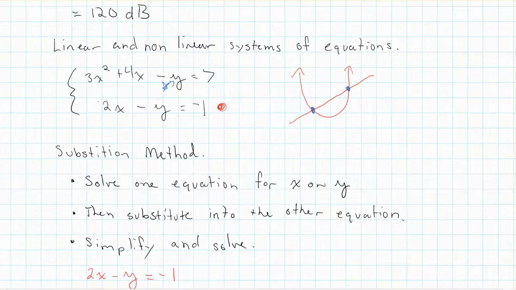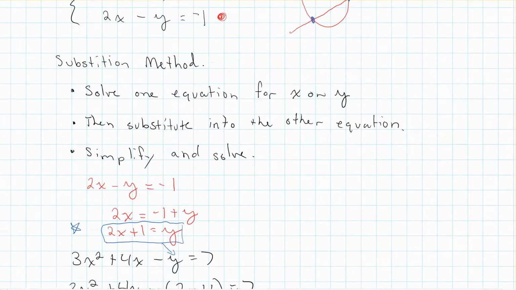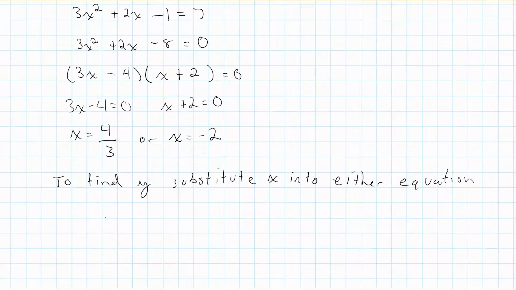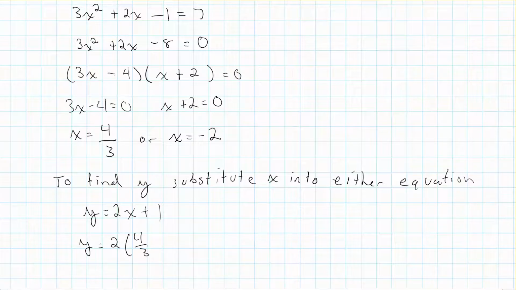Why? It's the easiest equation. It's got the least amount of computations that I have to do. In fact, I've already solved that one for y. I know that y is equal to 2x plus 1. So y is equal to 2x plus 1, and so you'd have y is equal to 2 times 4/3 plus 1, which is 8/3 plus 1, which would be 11/3.